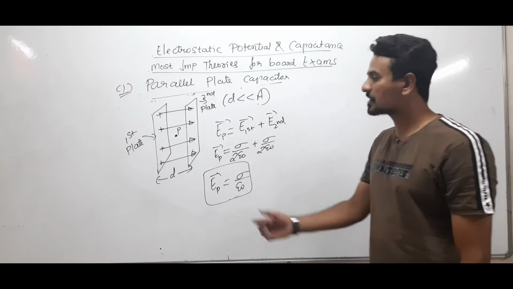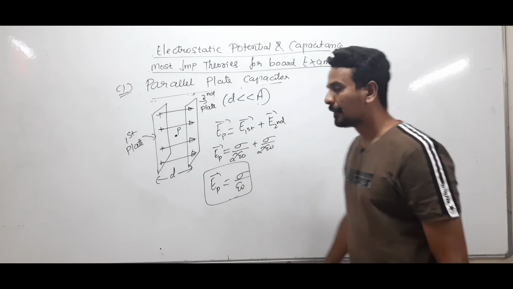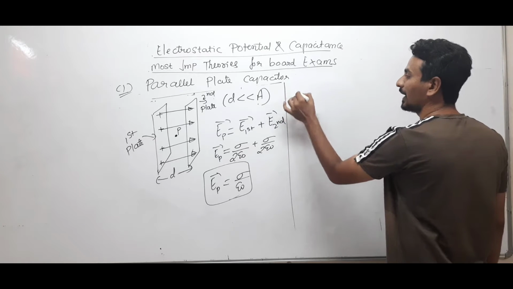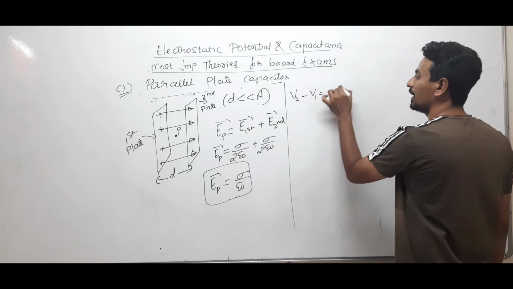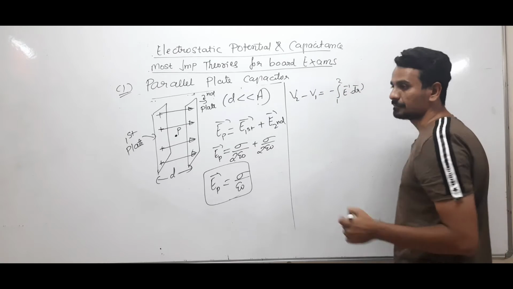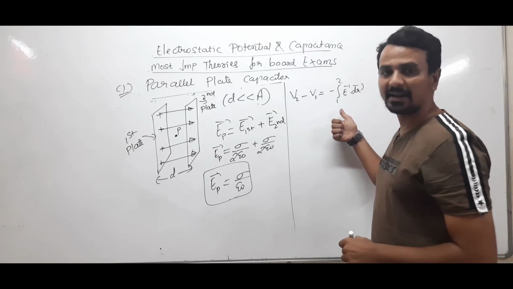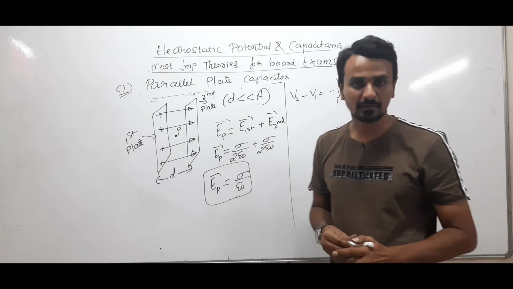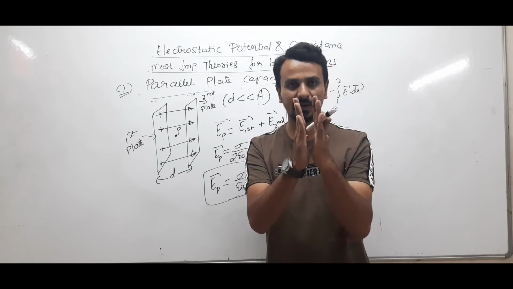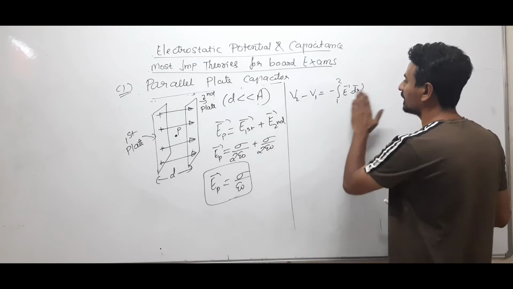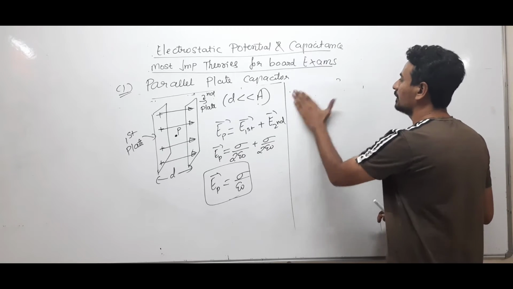What is the potential difference between two plates? Generally the formula of potential difference is V2 minus V1 equals to minus integral from 1 to 2 of E dot dr, right? But since we will not require integration here because both the plates are very near to each other, right? This is the first plate, this is the second plate, so the potential difference will be very less. We will not need any kind of integration.